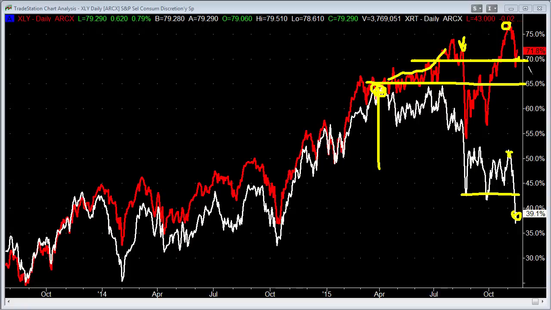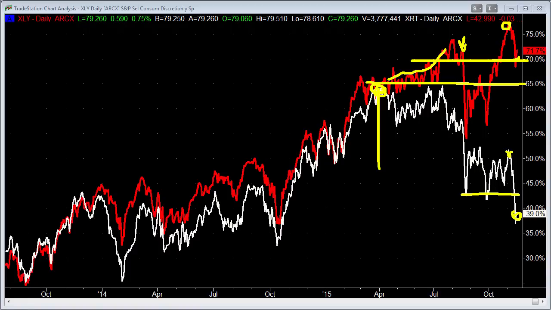So the question is this: which one is right? Which one's a better measure of the strength of the consumer? Is it the consumer discretionary or is it the retail? Now clearly they do measure different things, but if the consumer is really strong, or really weak, both of these really should be saying the same thing. And whenever you've got two ETFs that historically have tracked each other as closely as these two have, and they go to a period like this where they're going in completely opposite directions, this is a relationship you want to keep your eye on.